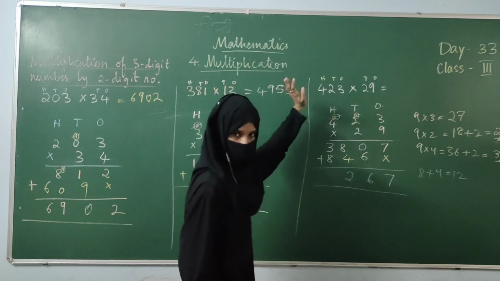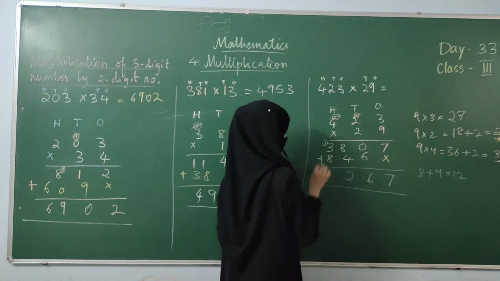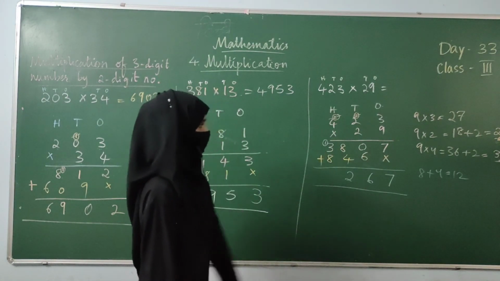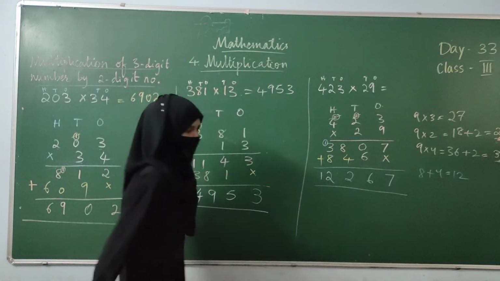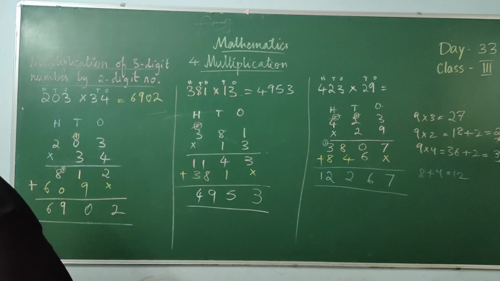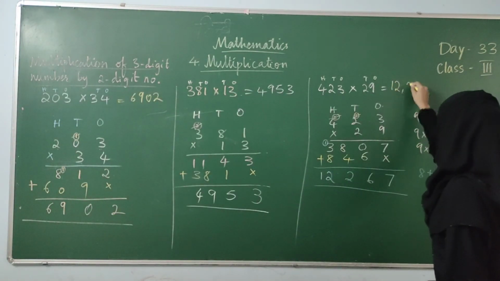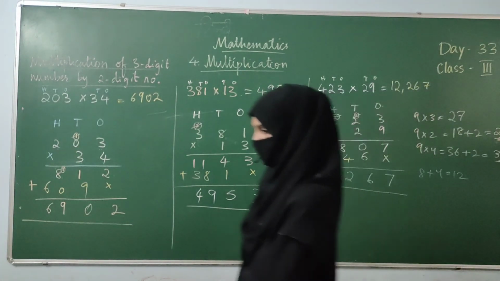This is done, leave it. In addition only you will do the carrying. Above 3 it should come. 1 carry, 12. Now 3 plus 1, 4. Again 4 plus 8 will be 12. So you got a very big number as your answer, a 5-digit number. Your answer is 12,267. Okay? I hope you all understood.